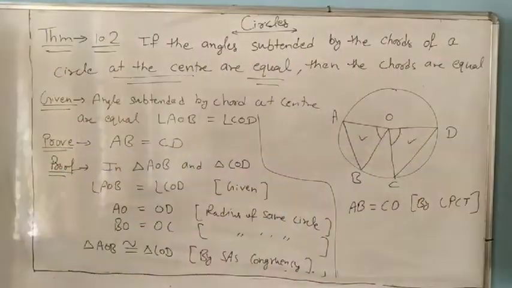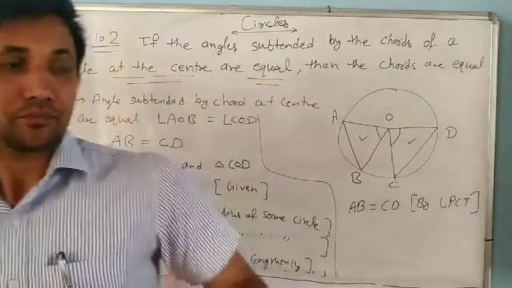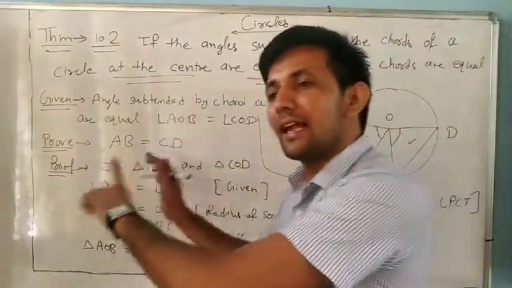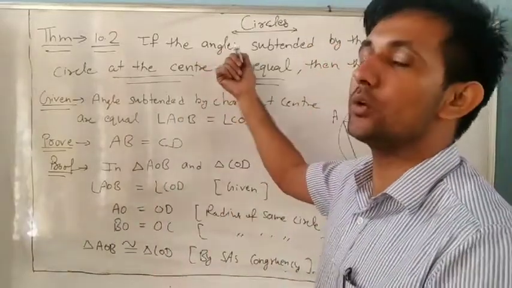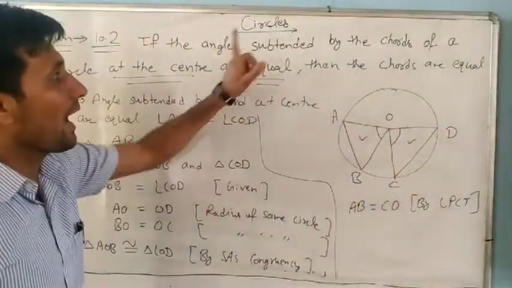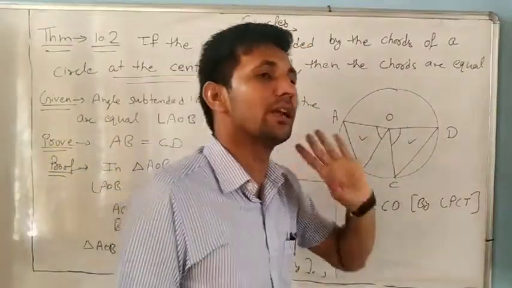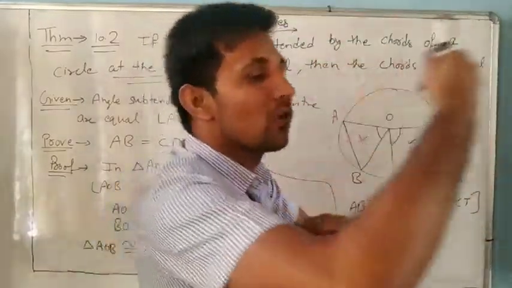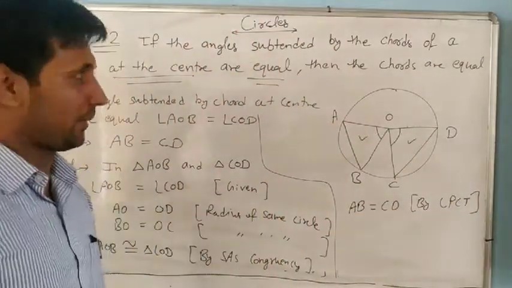Now we have proved both theorems, 10.1 and 10.2. So always remember: if chords are equal, then the angles made by the chords at the center are equal. Next is the opposite of that: if the angles made at the center by the chords are the same, then the chords are equal. Both are the opposite of each other.